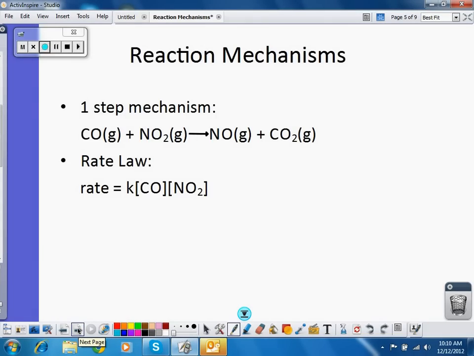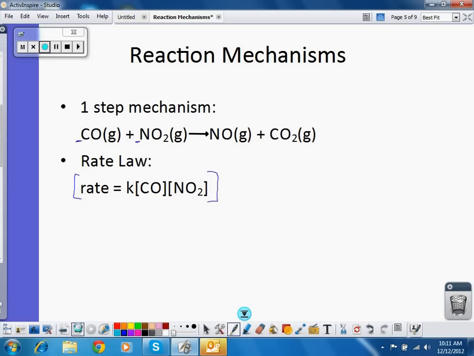Okay, so if we take a look at reaction mechanisms, if I have a one-step mechanism, since this is the overall reaction and it is the only step in the mechanism, so this is an elementary step and it is an overall reaction, then I can write a rate law based on the coefficients. So for any one-step mechanism, the coefficients are going to be your orders. Only for a one-step mechanism, because in a one-step mechanism, again, this overall reaction is also the elementary step in the mechanism.